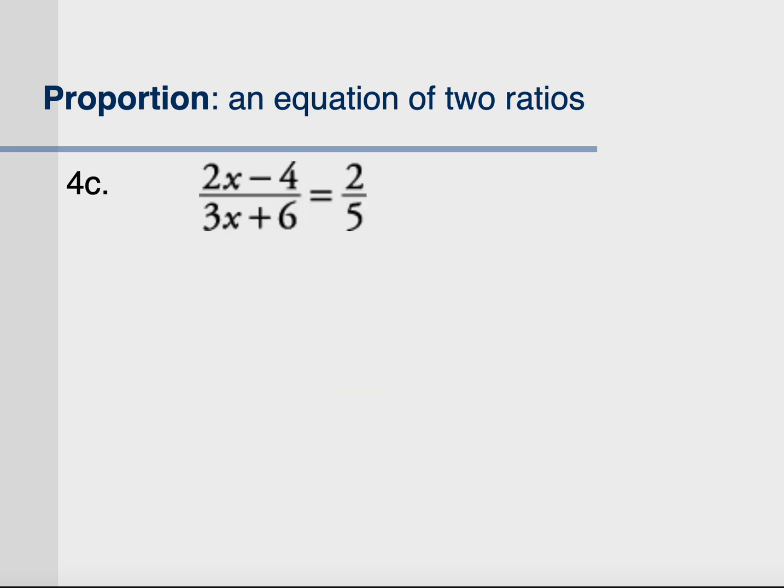4c is one step harder, because now you have two parts of a ratio that have plus or minus signs. Just a quick reminder, both of those will need parentheses, so both of them involve distributing when you cross multiply. So your first step might look like this: 2 times 3x plus 6 equals 5 times quantity 2x minus 4, or the same thing backwards. Finish solving.